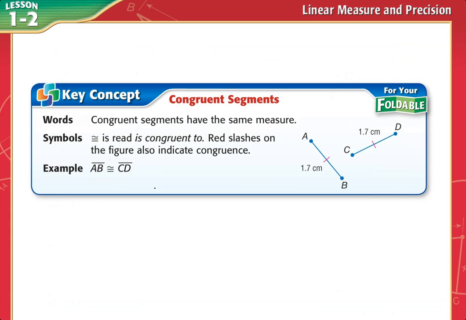Key concept, congruent segments. Congruent segments have the same measure. The symbol with the equal sign with the little tilde above it is called congruent to. Red slashes on the figure also indicate congruence. So in our problem here, we have our little red slashes showing that line segment CD and line segment AB are congruent.